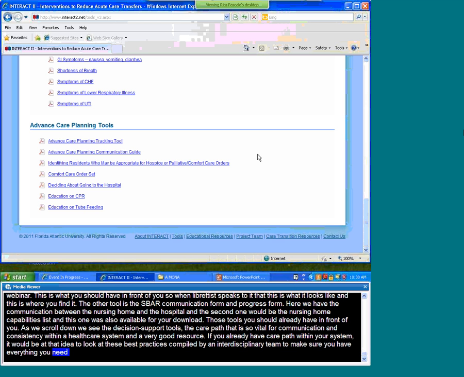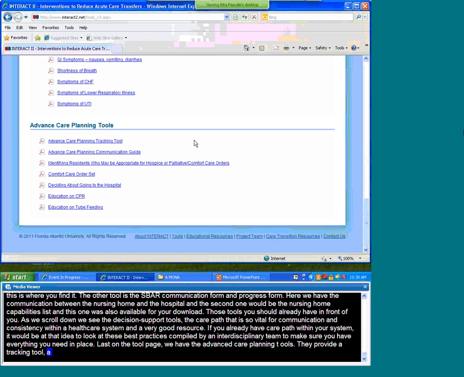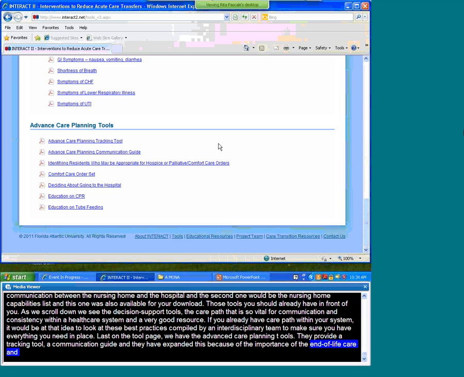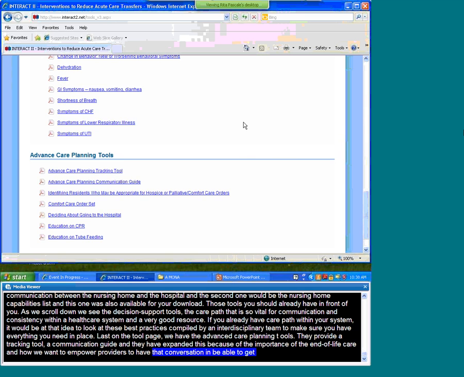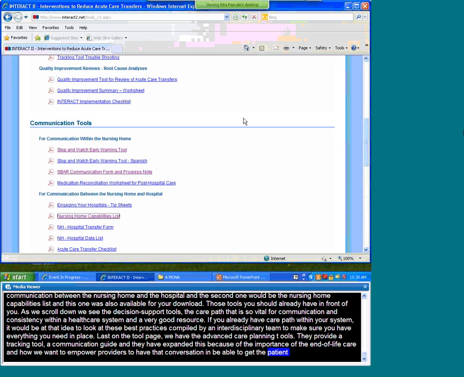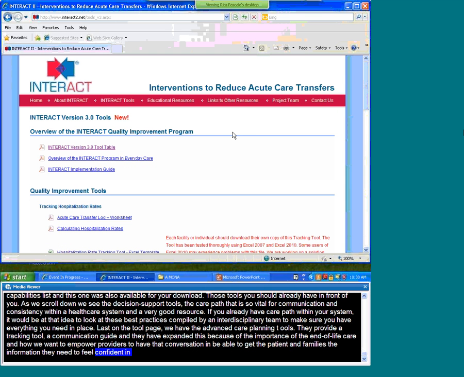They provide a tracking tool, a communication guide, and they've really expanded this because of the importance on end-of-life care and how we really want to empower providers to have that conversation and to really give the patient and families the information that they need to feel confident in their care choices. So just going back up, I'm going to close my part here with the tour, and we're going to move on to Dinah with the next polling question.